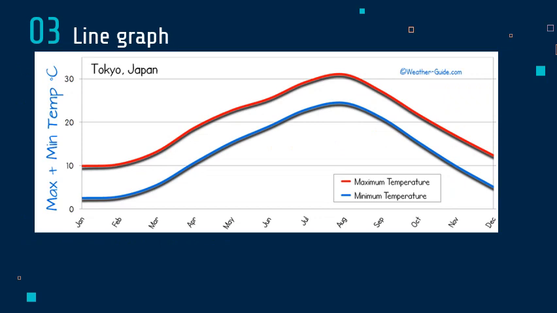Another way data can help us make a decision is that it can help us decide when to do something. So here we've got a line graph of the temperature in Tokyo in Japan, with maximum temperature as red and minimum temperature as blue.